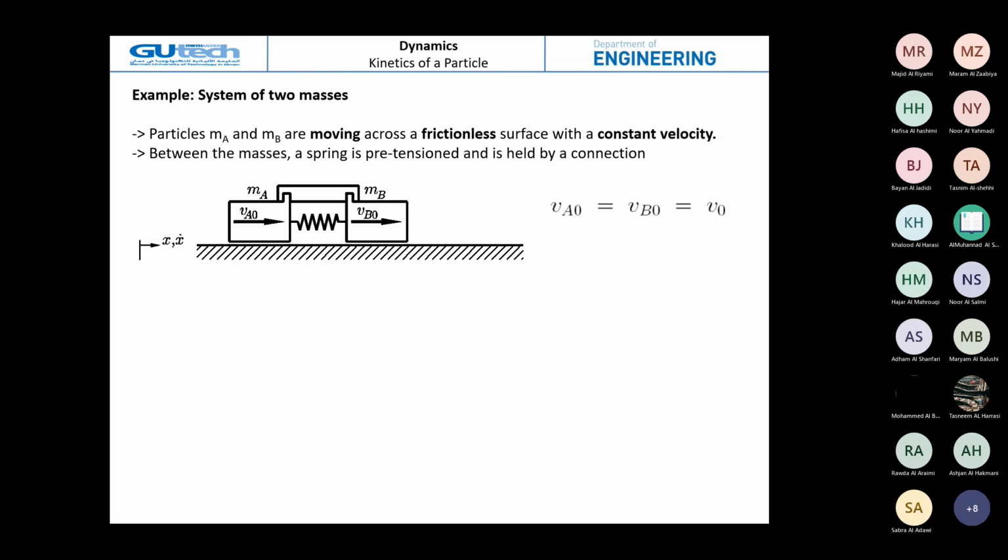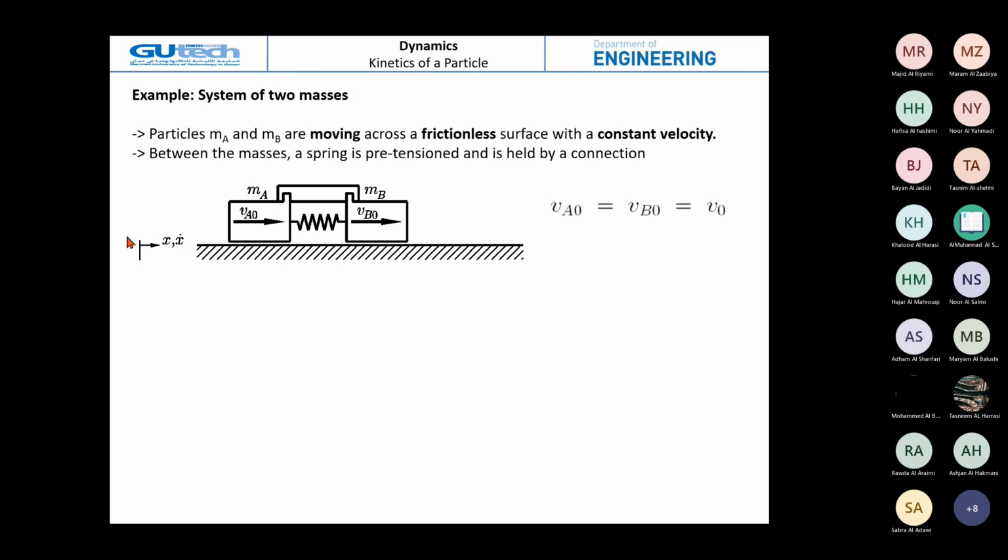We consider now, to show this principle, the particle A, which has the mass MA, and the second particle B, with mass MB. The particle A has the initial velocity VA0, and the particle B has the velocity VB0. Then we say that they are moving across a frictionless surface with a constant velocity.